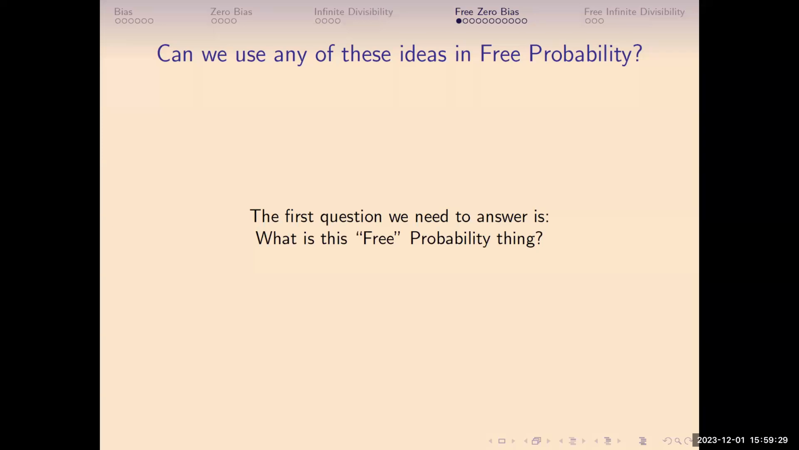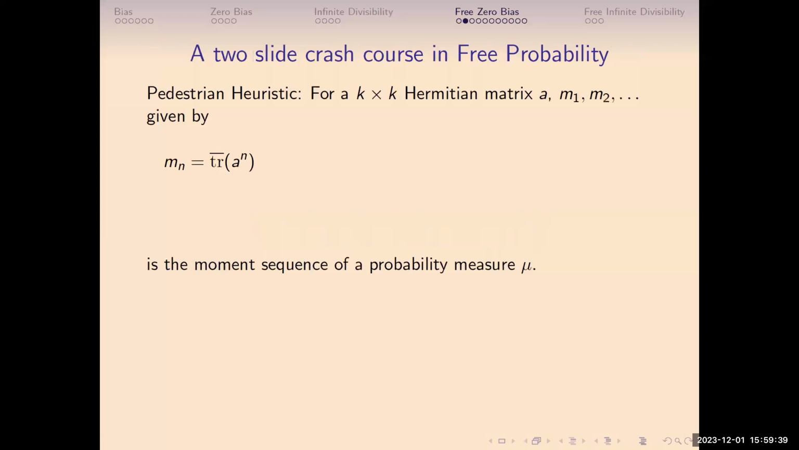So if you don't know anything about free probability, you're in luck, because I've got a 2-slide crash course. It's going to explain just enough of what we need. Okay, so here's the first slide of a 2-slide crash course in free probability. Let's start with just matrices. Say you have a K by K Hermitian matrix, let's call it little a, and you've got its moment sequence.